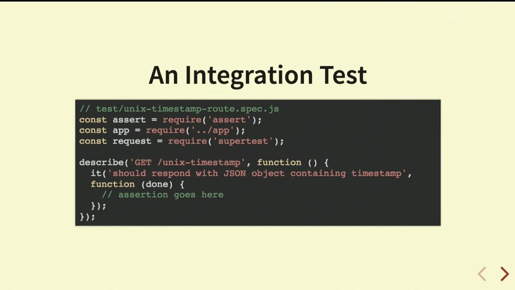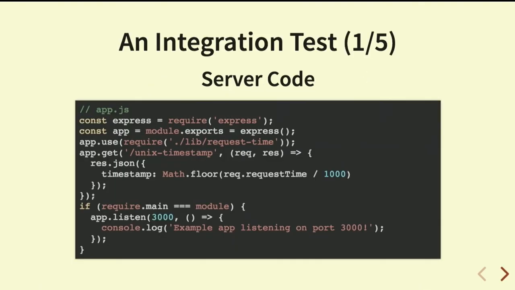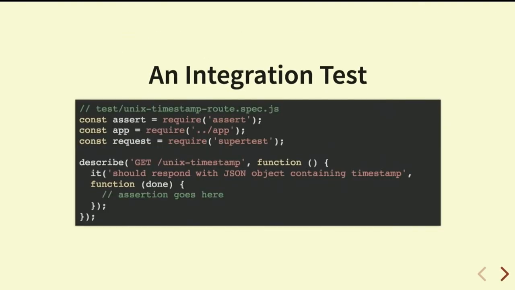I haven't used it too much, but here it is. So, Supertest. And so we have our assert. As before, we have our app. And so this was that thing I just showed you, this is app.js. And so we pull that in, and we have our sweet get Unix timestamp.